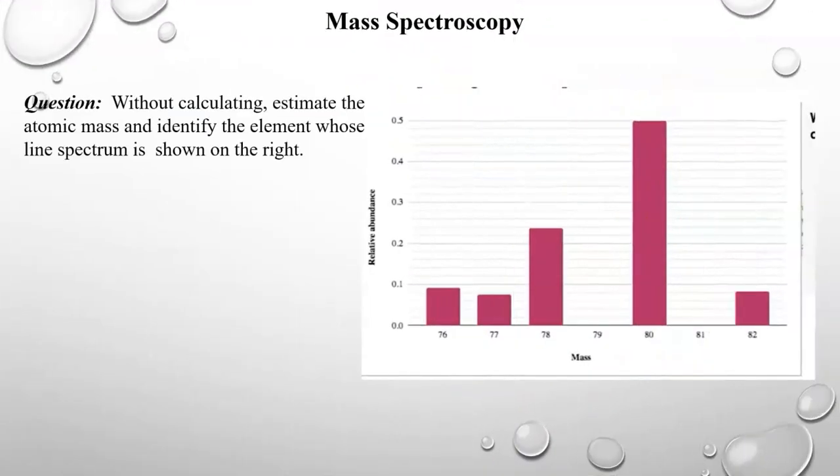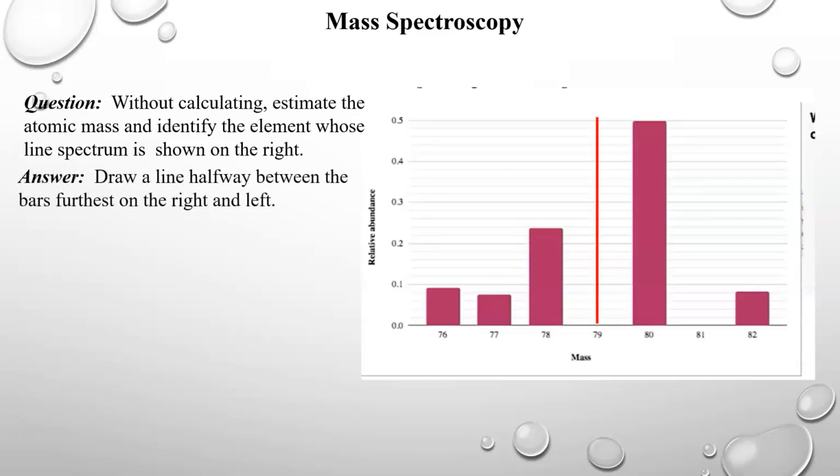So question, without calculating, estimate the atomic mass and identify the element whose line spectrum is shown to the right. So if you look at that, you see three lines kind of to the left of center and two to the right of center, but the one of the two to the right of center, the one at 80, is much taller. So this is going to be kind of a weighted average. You're kind of estimating, where do you think that line would be?